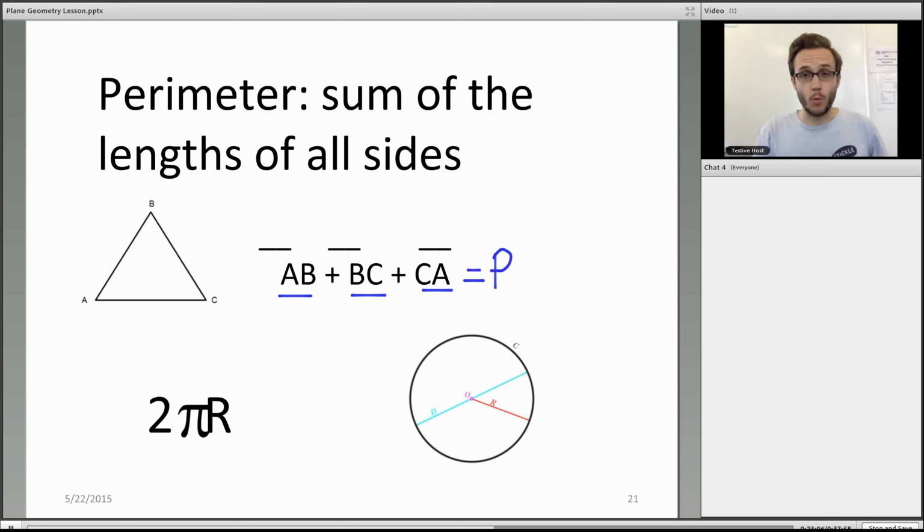And as you can see from this little notation here, this C, we have a special word for the perimeter of a circle. It is the circumference, which is calculated by 2 pi r, right? So basically, if you have a polygon, you're just adding up the length of all the sides. If you have a circle, it's 2 pi r.